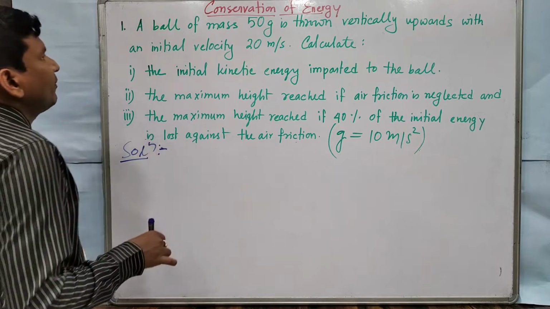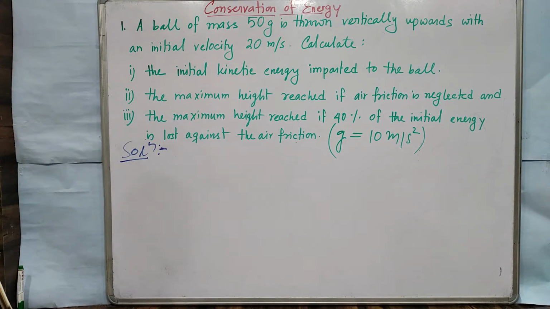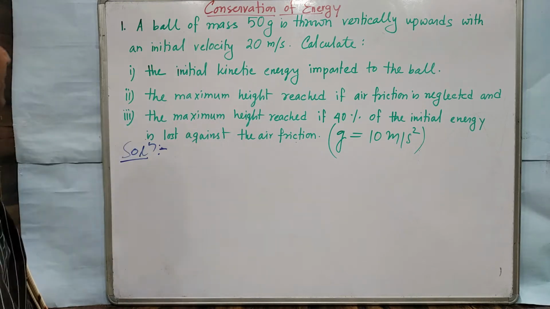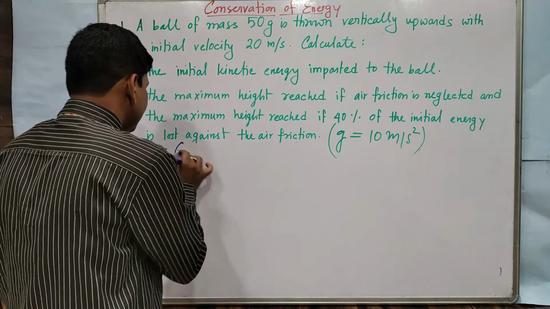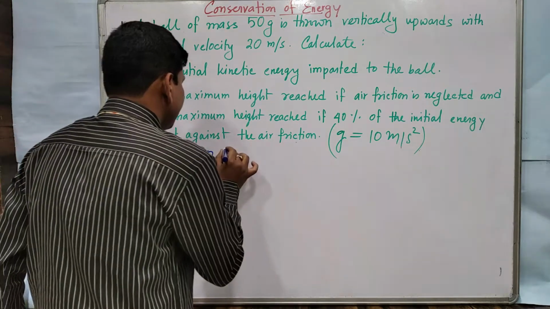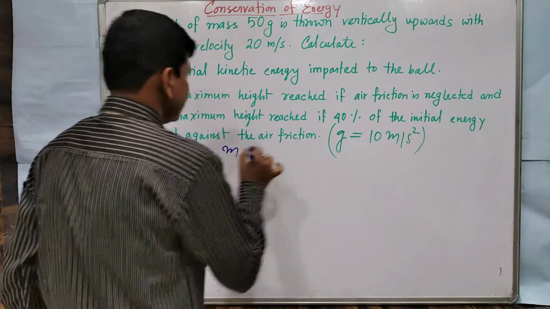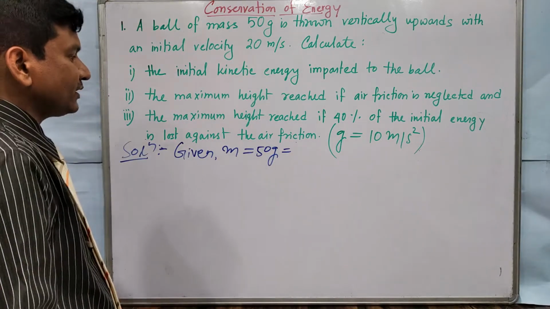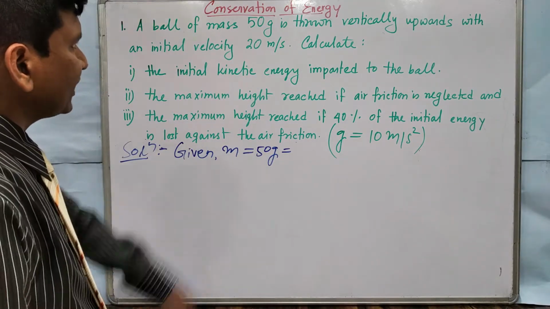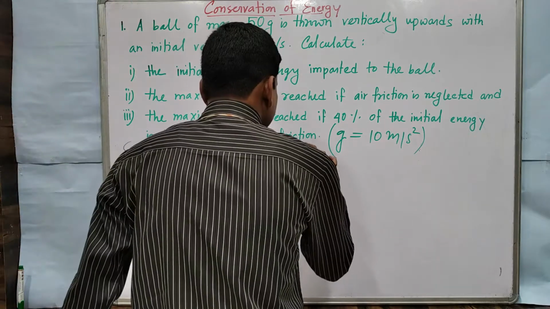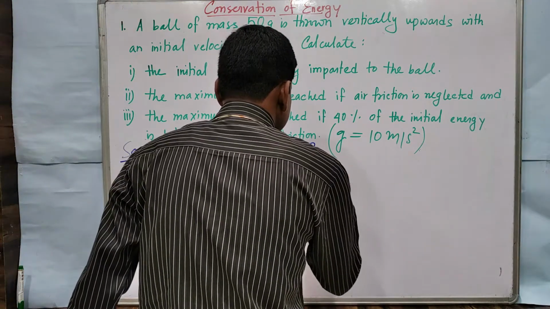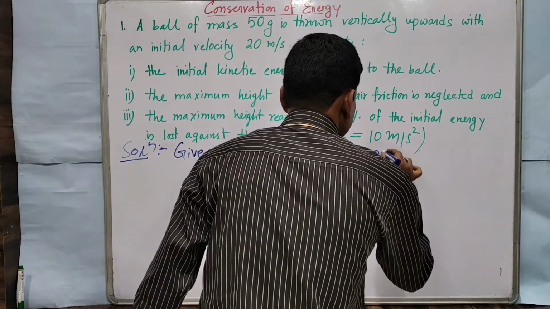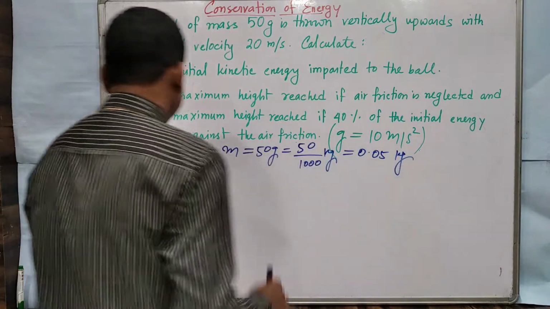Here it is given: a ball of mass 50 gram is thrown vertically upwards with an initial velocity of 20 meter per second. So what information is given to us? The mass of the body is given. So write down now, given, mass m is equal to 50 gram. Since gram is the CGS unit of mass, now convert this mass from gram to kilogram. That is 50 divided by 1000 kg, that is 0.05 kg. That is the mass.